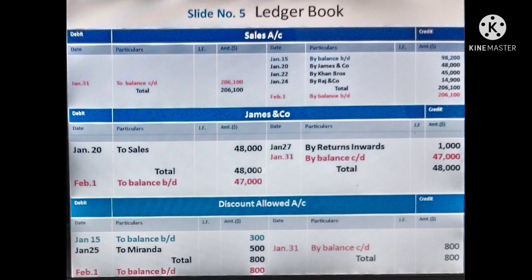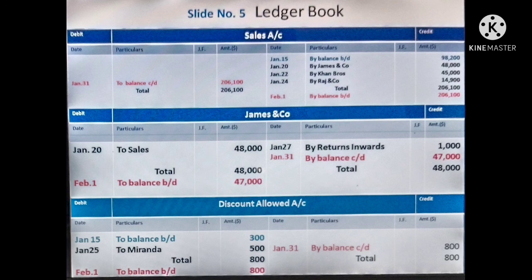James and Company, we have no transactions with them during the previous period, so there is no opening balance in that account. There is a sales on January 20 of $40,000 posted in debit side and a sales returns on January 27 of $1,000 posted on the credit side. So James and Company account has debit balance. Carried down on the credit side on January 31st and brought down to debit side on February 1. James and Company is our customer for $47,000.